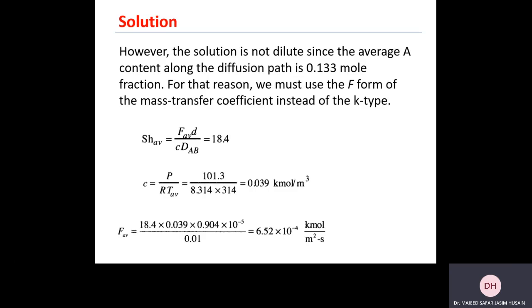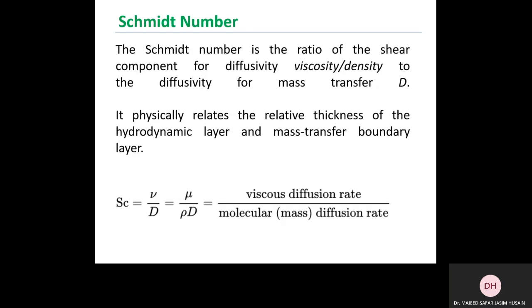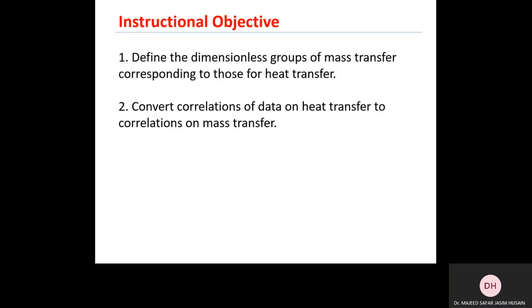So basically, this lecture was about defining dimensionless groups. Now you know that there are different dimensionless groups for heat transfer and for mass transfer. And also we managed to convert a kind of correlation of data of heat transfer to correlation on mass transfer. So without going and doing experiments for mass transfer, we use the old relationship for heat transfer, which some people have done experimentally, and change it to mass transfer.